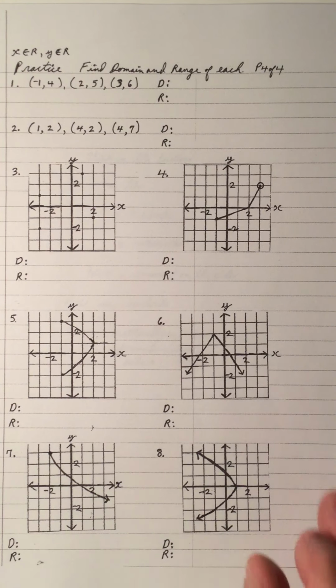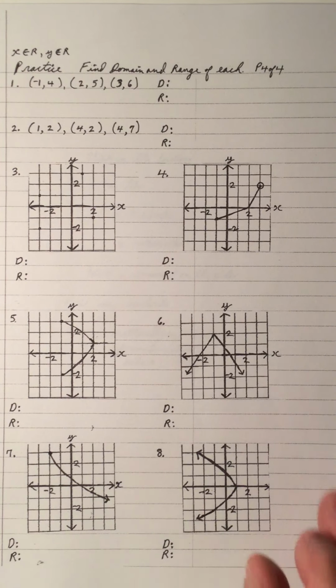Here we go. The domain is the x: -1, 2, and 3. The y's are 4, 5, and 6. The same as a linear, non-linear is the same when you're given ordered pairs. And in this one, the domain is 1, 4, 4. So 1, 4 will do it. The range is 2, 2, and 7. So 2, 7 will do it.